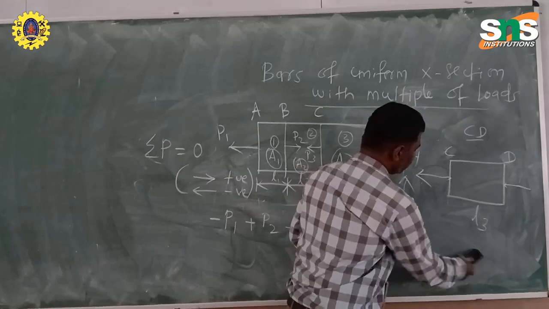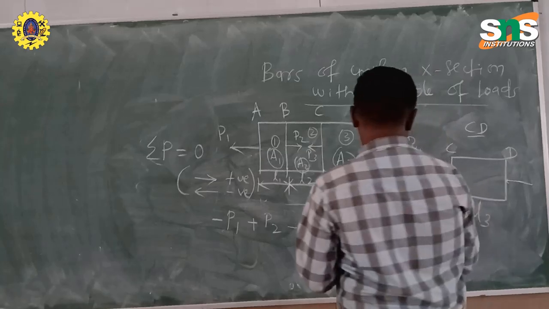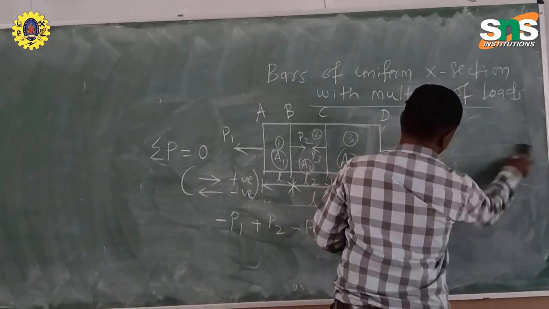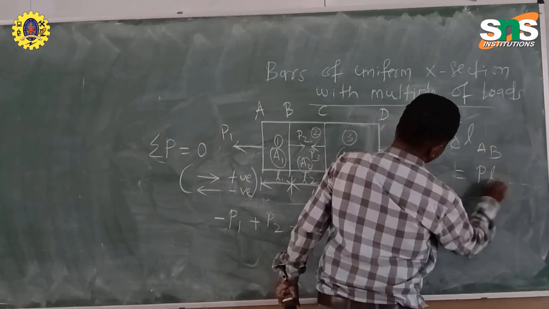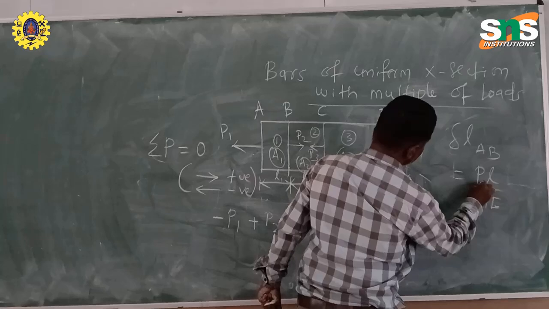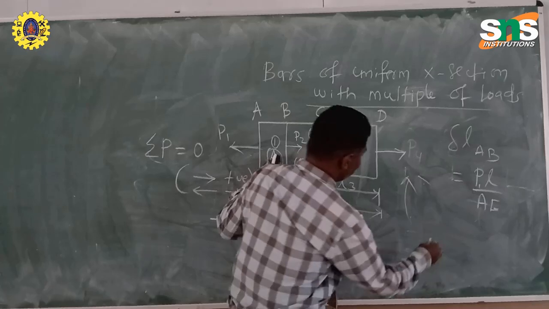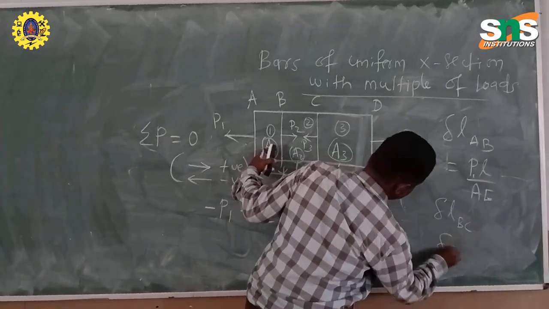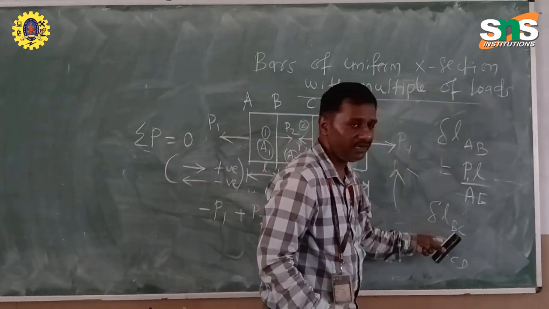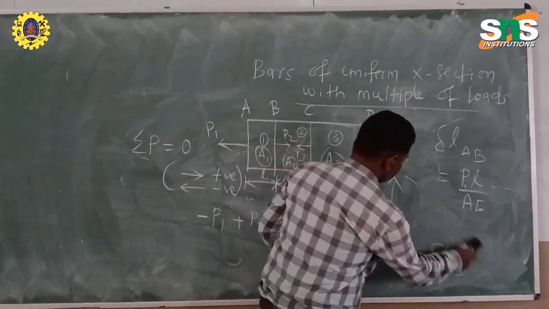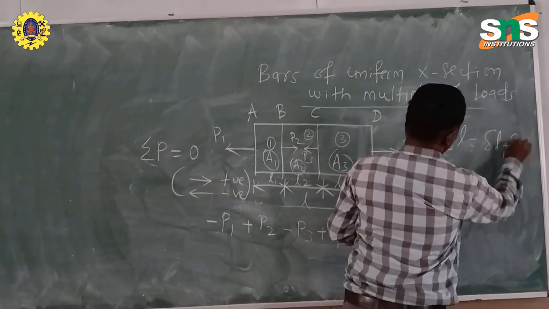So this is about how to segregate the loads on each section, and finally we can go for finding the delta L at AB. It is nothing but P L by A E. Another thing is this load P1. Here, for each section, we find the corresponding load and get the value. Delta L BC, delta L CD. And what about the total delta L? Delta L is equal to delta L1 plus delta L2 plus delta L3.